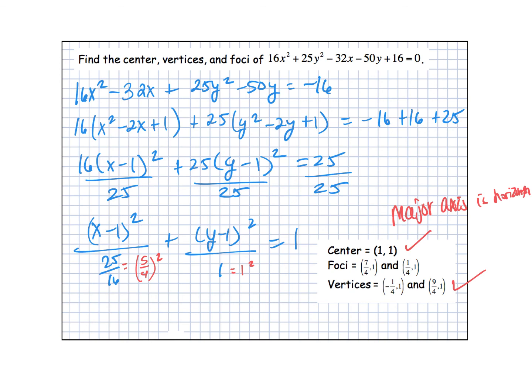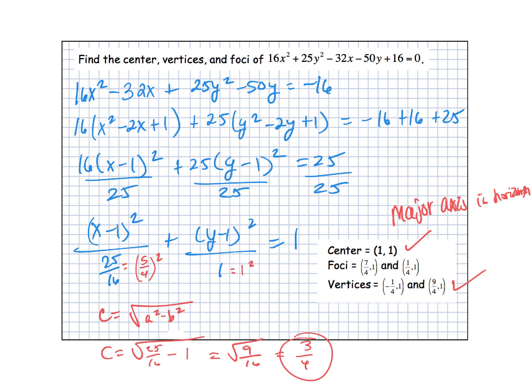In order to get the foci, I need to know what my C is, right? I've got my A, I've got my B, I need my C. So C is equal to the square root of A squared minus B squared. So C is equal to the square root of 25/16 minus 1. So 25/16 minus 16/16 would be 9/16, or square root of 9/16, which is 3/4.